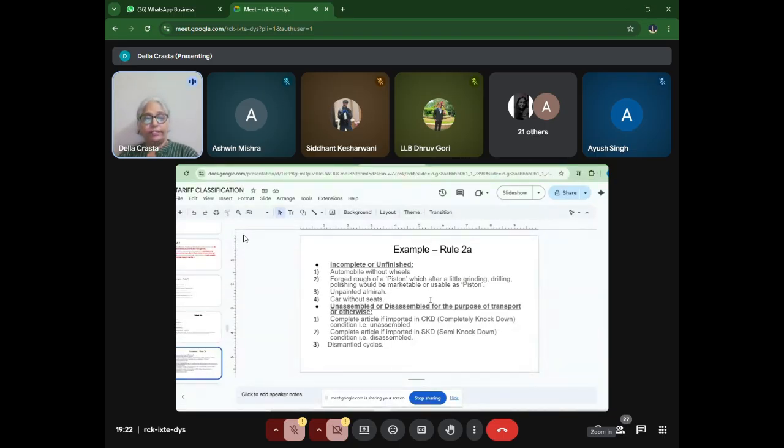Unpainted almirah, I already gave you this example. Car without seats, same thing, same logic. Automobile or car without wheels and car without seats. The main essential character is not lost if the tires are missing or the seats are missing. So you'll classify them as a finished article, which is the car.